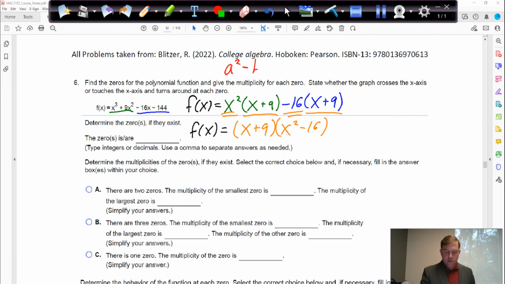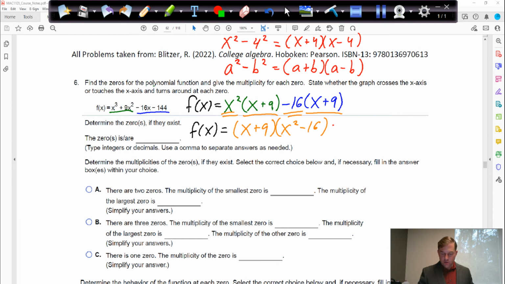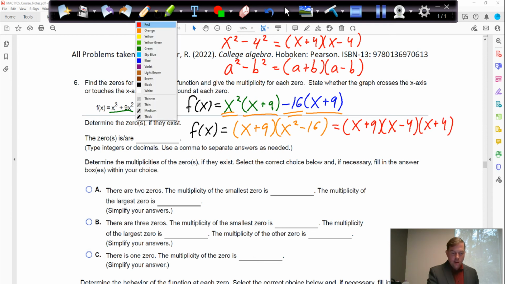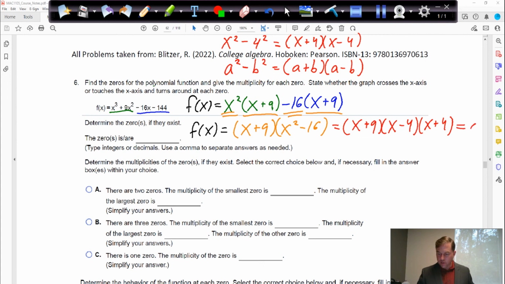If you have the difference of perfect squares, they factor as a plus b, a minus b. So if I have something like x squared minus 16, x squared minus 16 is really x squared minus 4 squared. So this will factor into x plus 4, x minus 4. So this whole thing will factor x plus 9, x minus 4, x plus 4. And now once again we're trying to find the zeros, so we're setting this equal to 0. And so you just set each of these bubbles equal to 0.